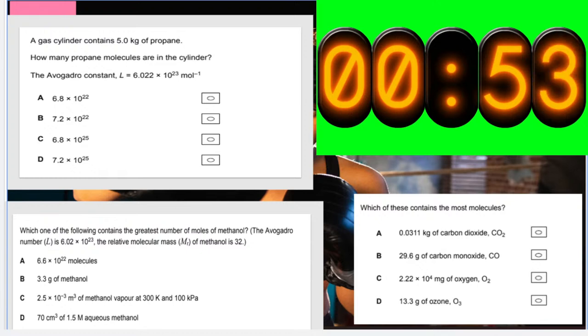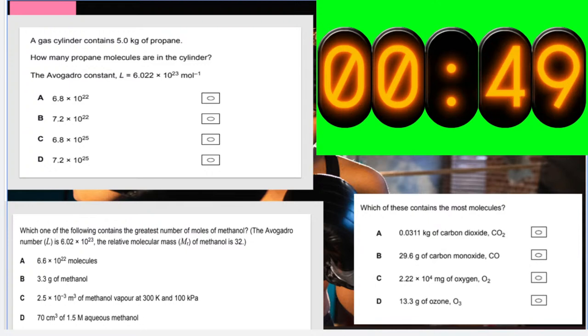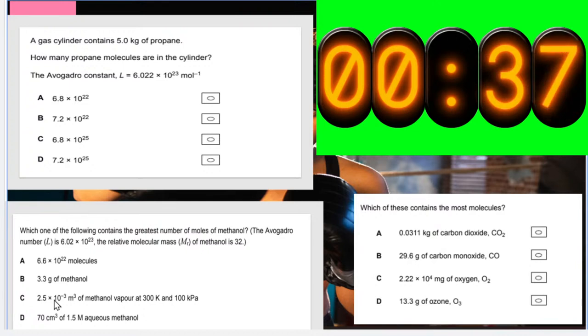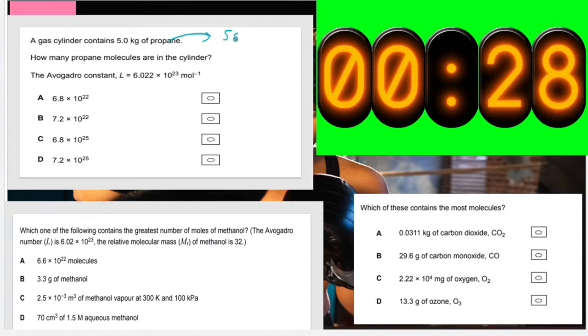Little mistake I spotted there. You're on the right thing, but slight mistake. When you say divide, what goes on top, the mass or the MR? So we want to convert this to 5,000 grams. And by writing the symbol grams, that should trigger that's the mass. Then divide by the MR.